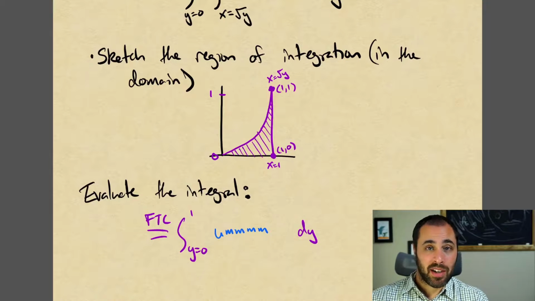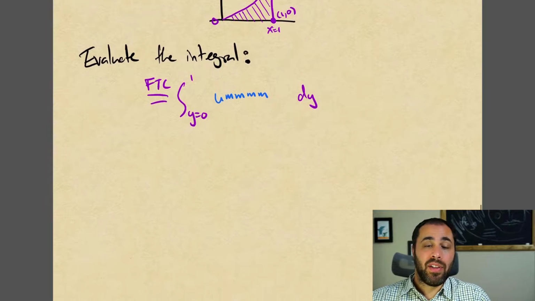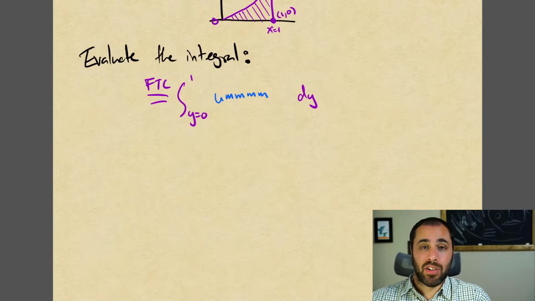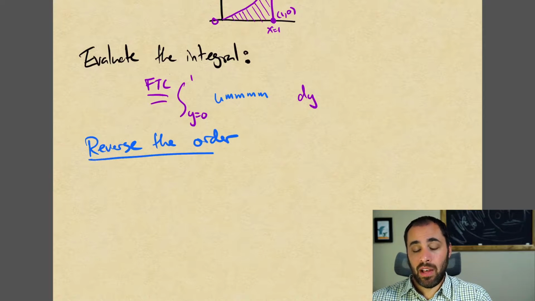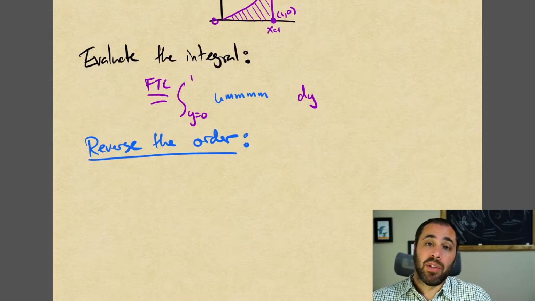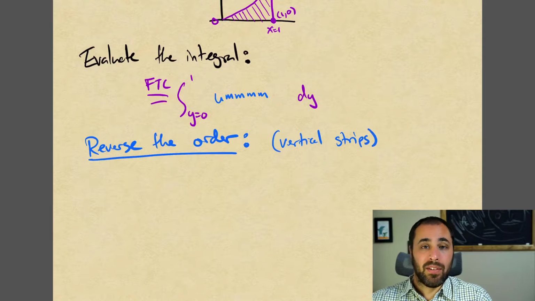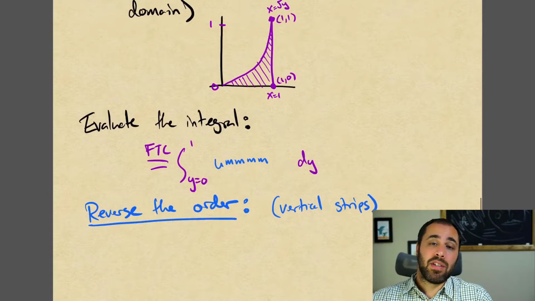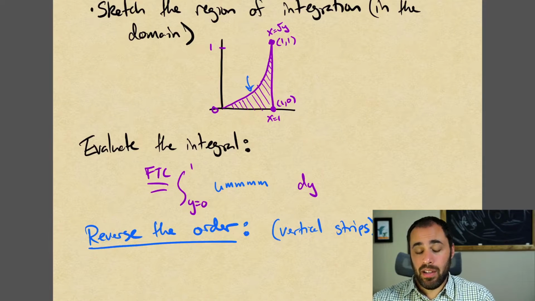Not to say that we're stuck. What we can do is reverse the order. Rather than anti-differentiating with respect to x first, we can do it with respect to y. Well, we can't just charge ahead and do that. We have to switch the order, put the dy on the inside. So rather than slicing the region horizontally, which is what's happening if dx is on the inside, let's imagine slicing it vertically. We've already drawn it.